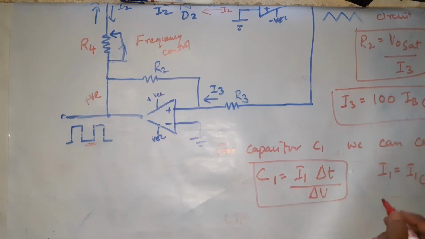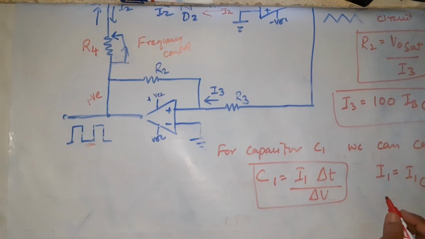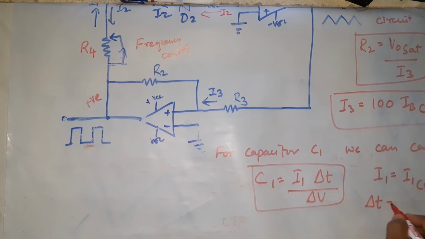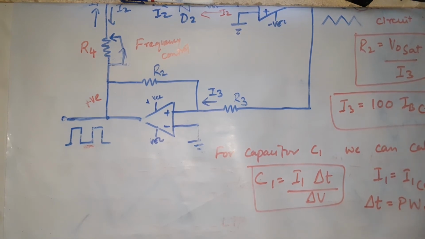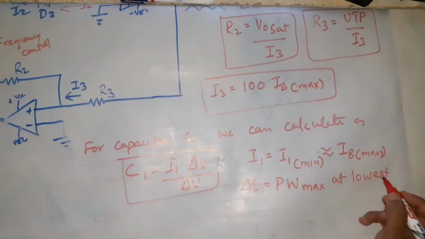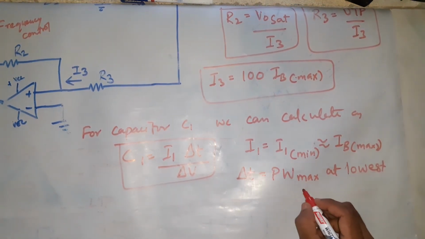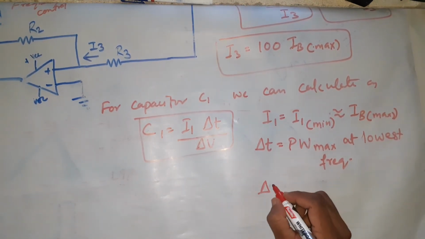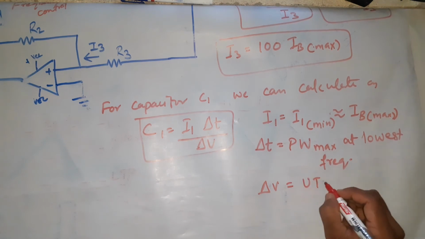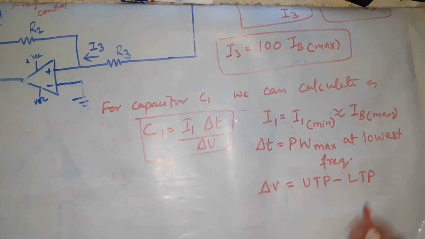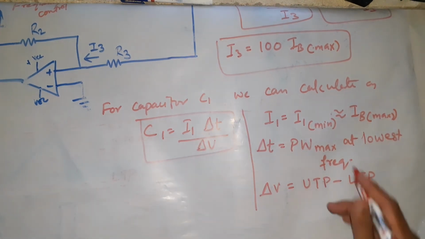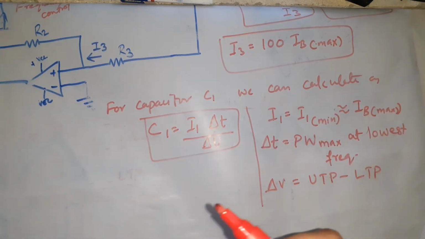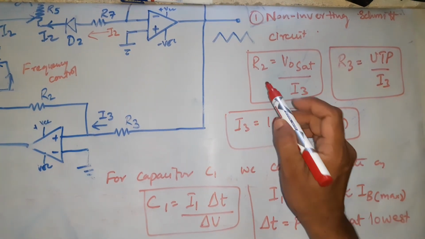You know what IB max is already? 500 nanoamperes. Then the change in time, we take it as the pulse width maximum at the lowest frequency. Then the change in voltage is taken as UTP minus LTP. So you will be using all this, I1, change in time, change in voltage, to calculate capacitance C1, and this is how you can calculate R2 and R3.